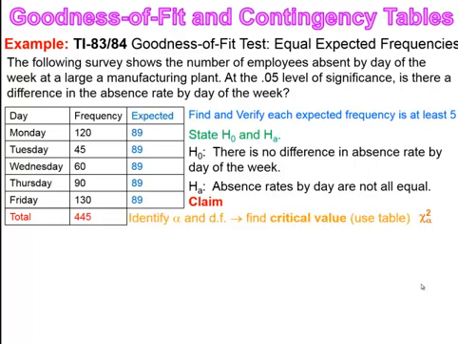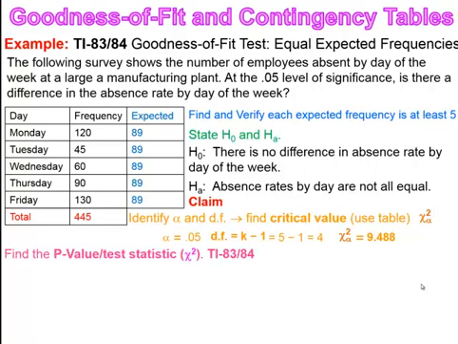Now I'm going to identify alpha, which is given as 0.05, and the degree of freedom. The degree of freedom is categories minus 1, and in this case we have 5 categories, Monday through Friday. 5 minus 1 equals 4. So now I go to the degree of freedom on the table, over to 0.05 alpha, and find my critical value. In this case, my critical value is 9.488.